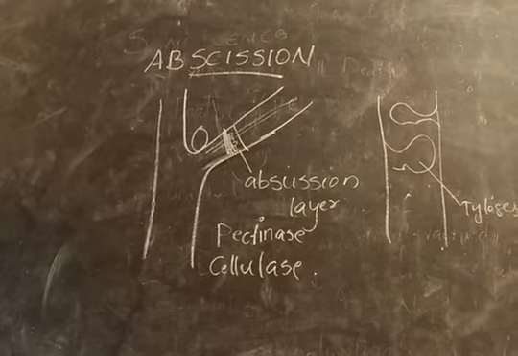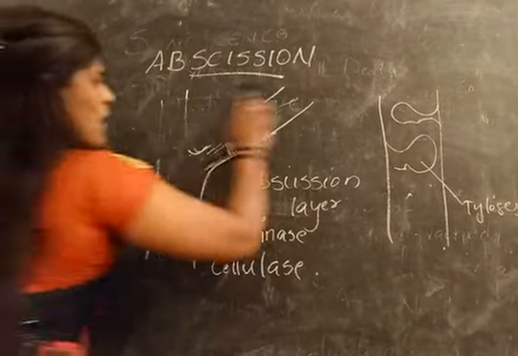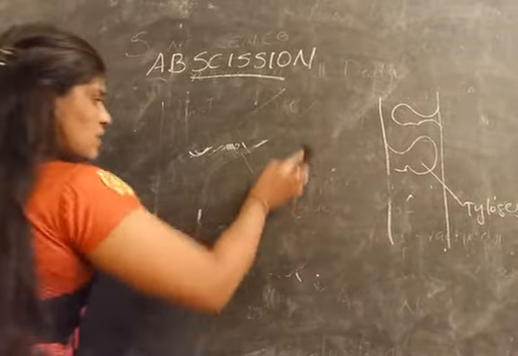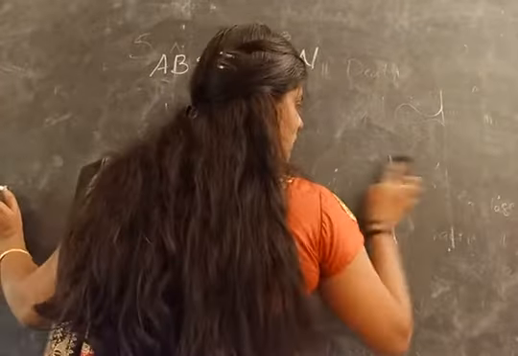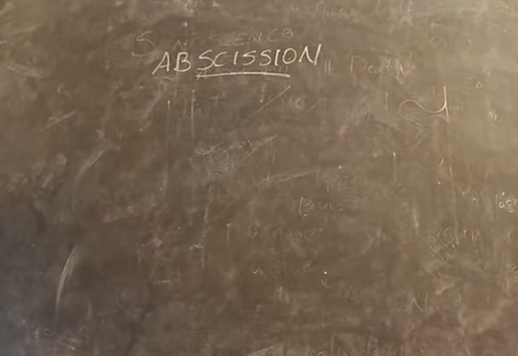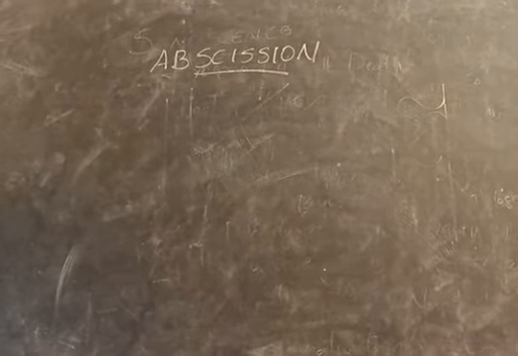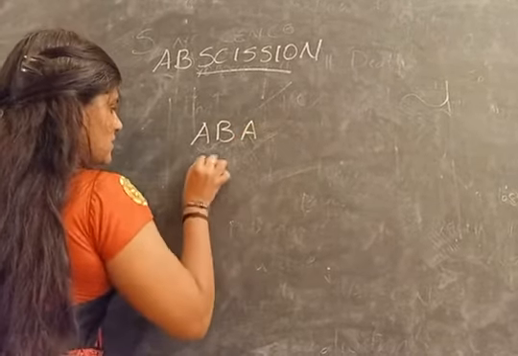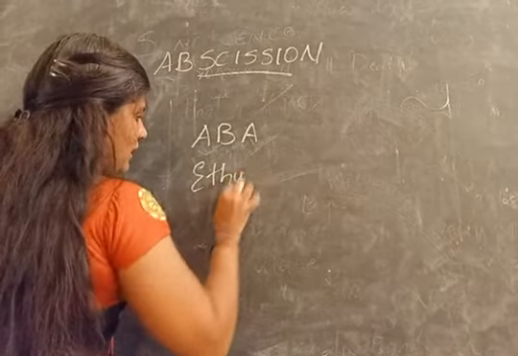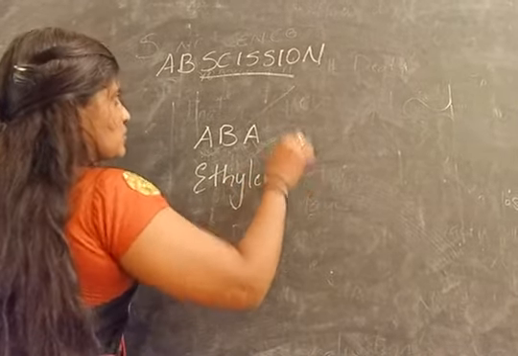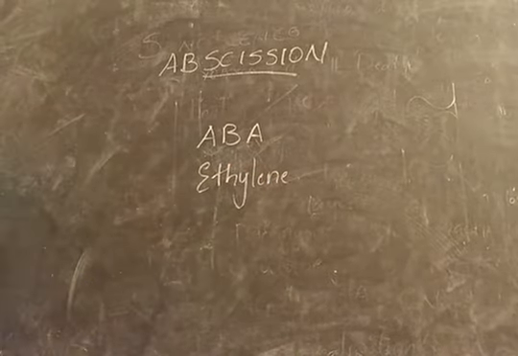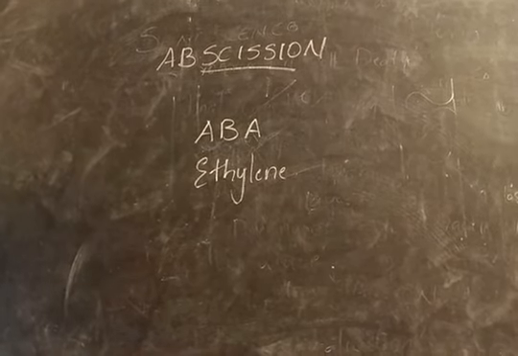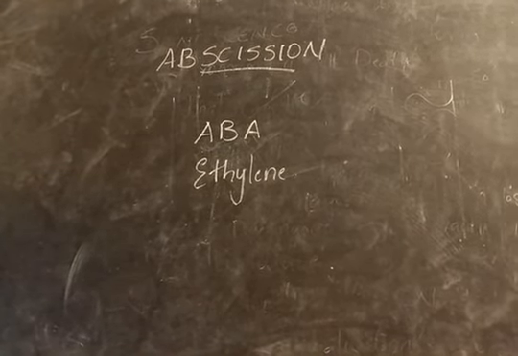Now we are looking at the hormones influencing abscission. What are the hormones that influence abscission? Abscisic acid and ethylene are the two hormones that induce abscission, which means they promote abscission.